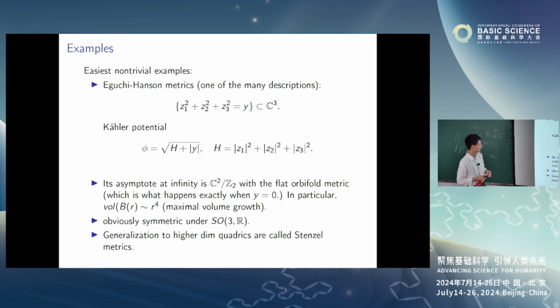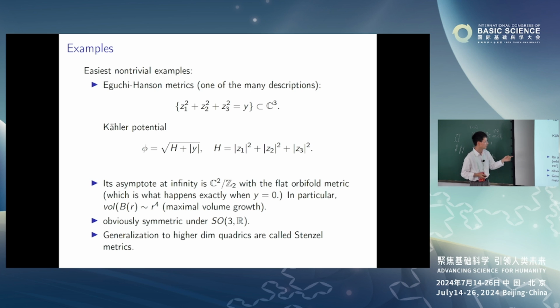Now, the asymptotic behavior of this metric is C2 over Z2. Where does this C2 over Z2 come from? First of all, when you set y equal to 0, this is Z1 squared plus Z2 squared plus Z3 squared equal to 0. After a simple change of variables, you can write this as Z1 Z2 equal to Z3 squared. It's not too hard to see this is the same thing as C2 over Z2. So in the special case where y is equal to 0, this reduces to C2 over Z2, and the metric there is just the orbifold Euclidean metric.